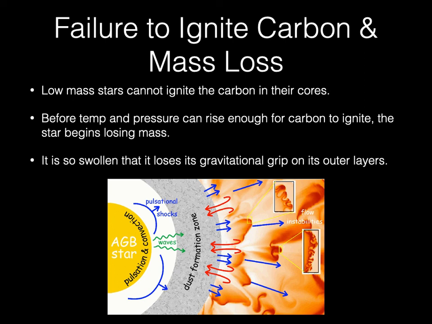So before the temperature and pressure gets high enough for the carbon to ignite, the star starts to lose mass. In other words, it starts to get so hot and swell that it starts to actually blow away its outer layers. And remember, this is kind of like a runaway effect here. The more mass you lose, the less gravity you have to hold on to your mass, so the more mass you lose. So a failure to ignite carbon can lead to a tremendous loss of mass, and a star can just blow off all of its outer layers for the most part.